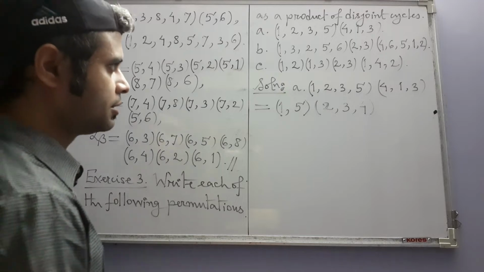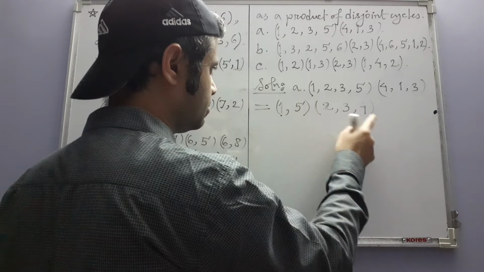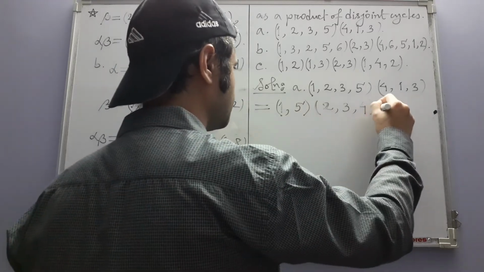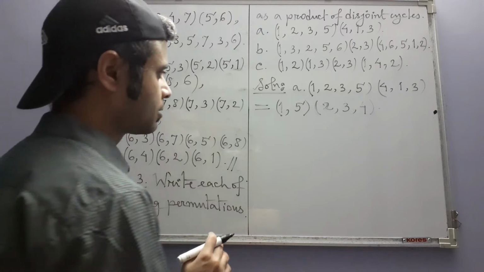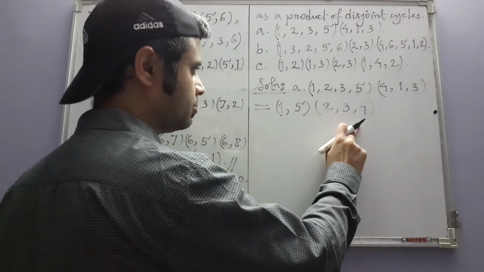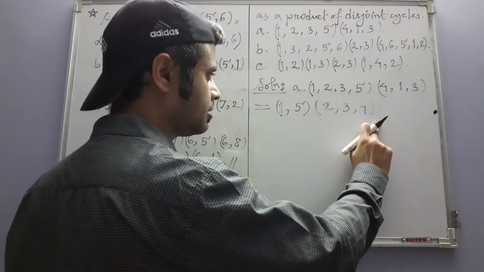So do we have everything? 1, 2, 3, 4, 5, these are the only symbols available. Yes. So this is the decomposition of the given permutation as the product of disjoint cycles. Now the cycles are disjoint. Note that now one of them is a transposition, a 2 cycle, and the other is a 3 cycle.